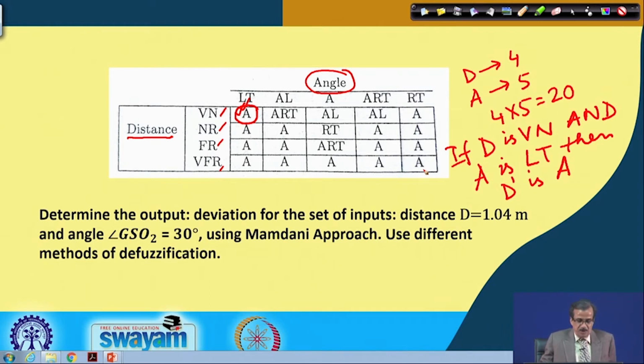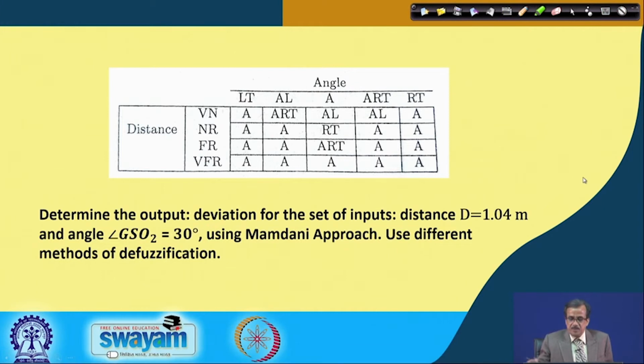Now, here what we will have to do is find out the output, that is the deviation, for the set of inputs: distance is 1.04 meter and angle, like GSO2, is nothing but 30 degrees. We will have to use the Mamdani approach, and we are going to use the different methods of defuzzification. Now, let us see how to proceed with this particular numerical example and how to solve it.